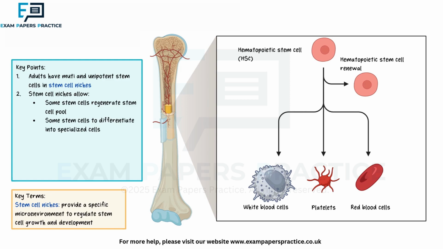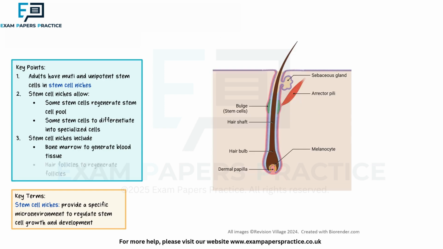There are several stem cell niches in the body, including bone marrow, where hematopoietic stem cells, or HSCs, can differentiate to form the different components of blood, including red blood cells, white blood cells, and platelets. HSCs are considered multipotent as they can differentiate into more than one cell type. Another stem cell niche is found near hair follicles that regenerate the hair follicle that produces hair.